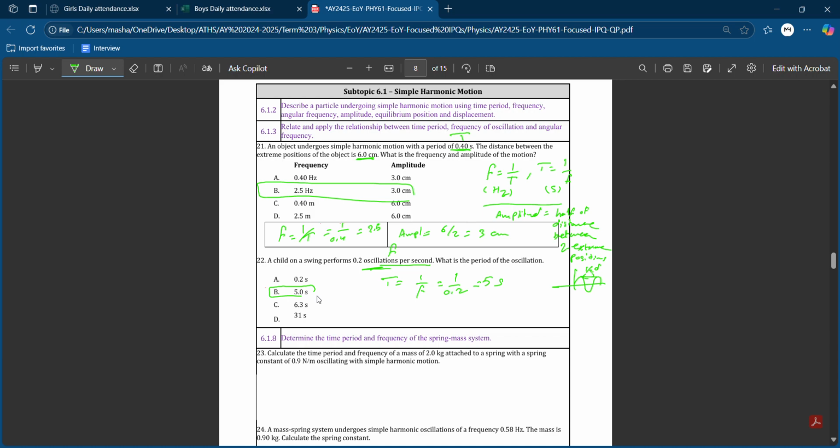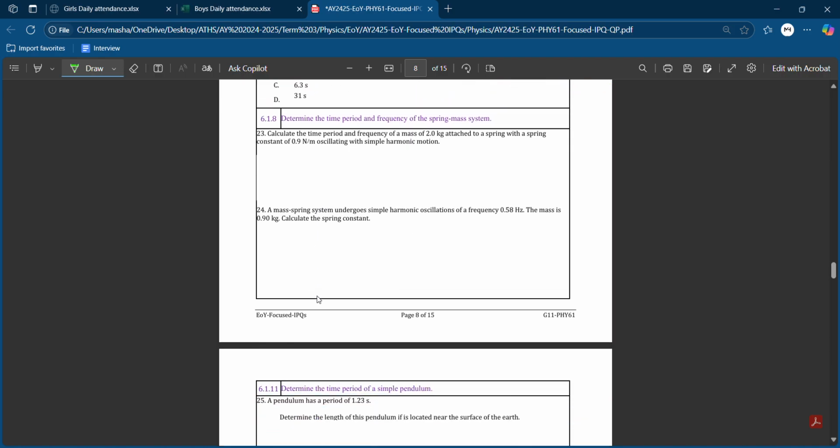For the next KPI, which is question 23, I want you to keep this information in mind. Number 1, the period for the mass spring is as follows: T equals 2 pi square root of mass over K. The question is just about substitution. For the frequency, it's 1 over 2 pi square root of K over M. And that's it. So let's go to question 23.